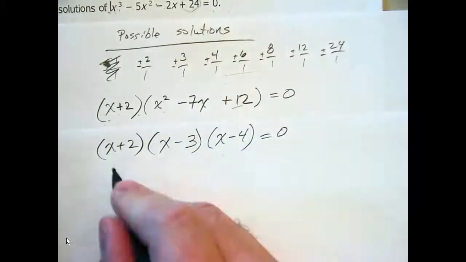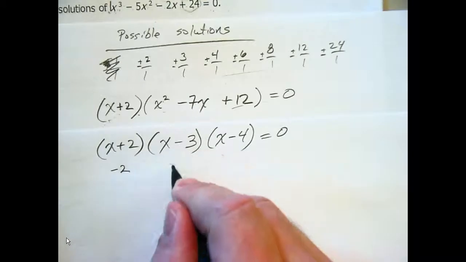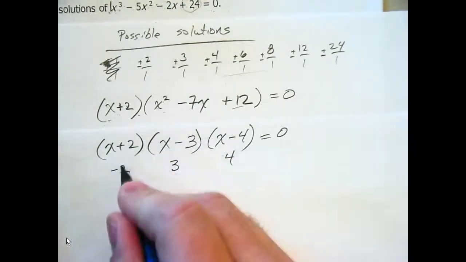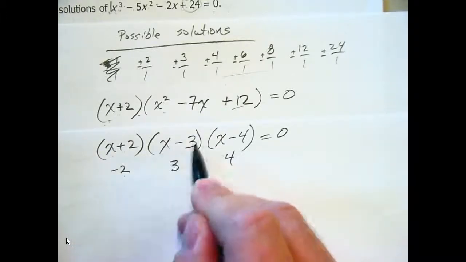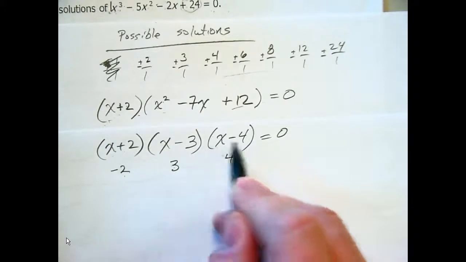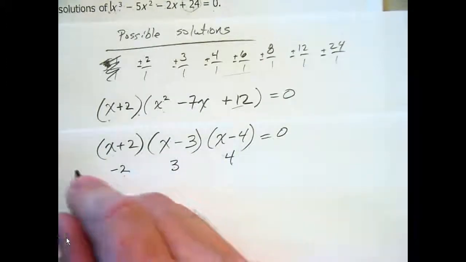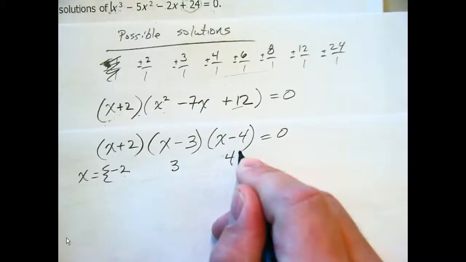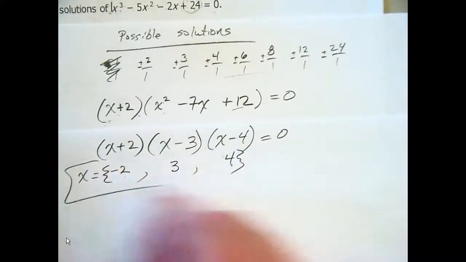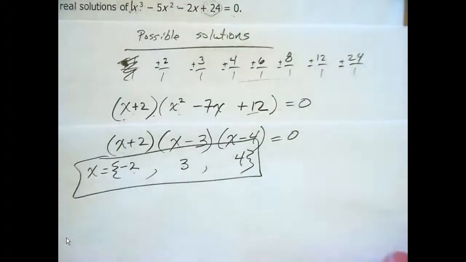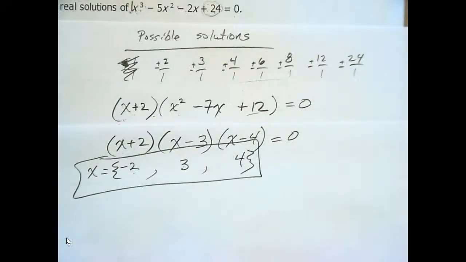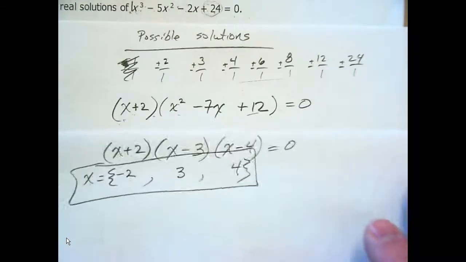Our solutions are the things that make these equal 0. -2 plus 2 is 0. 3 minus 3 is 0. And 4 minus 4 is 0. Those are my solutions. That's how all that stuff ties together. The good news is, you use brackets. Okay, the good news is I think that's the hardest part of this lesson. The bad news is, well, let's get to that here real quick.